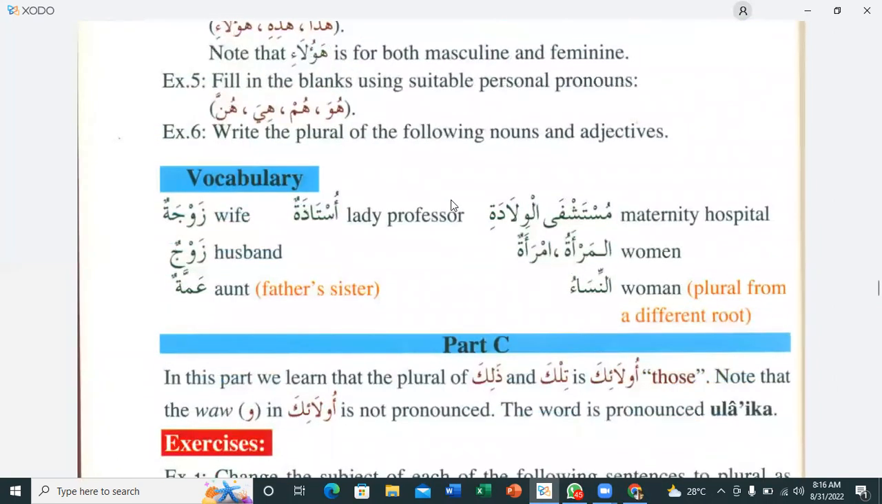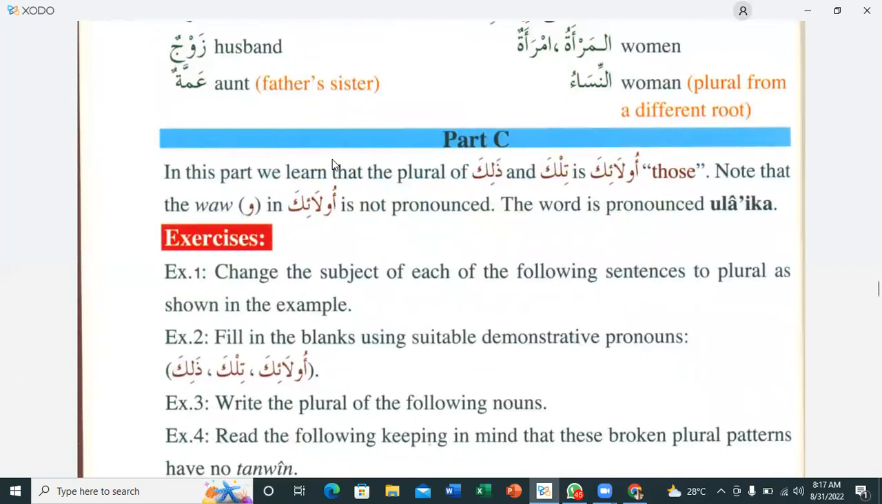Zahaba is he went. Zahabu, they went. Sorry, they went. And zahabtu is I went. Zahabna is a female group, female plural, meaning they went. Zahabat is she went. Very good. Yes, now see part C.